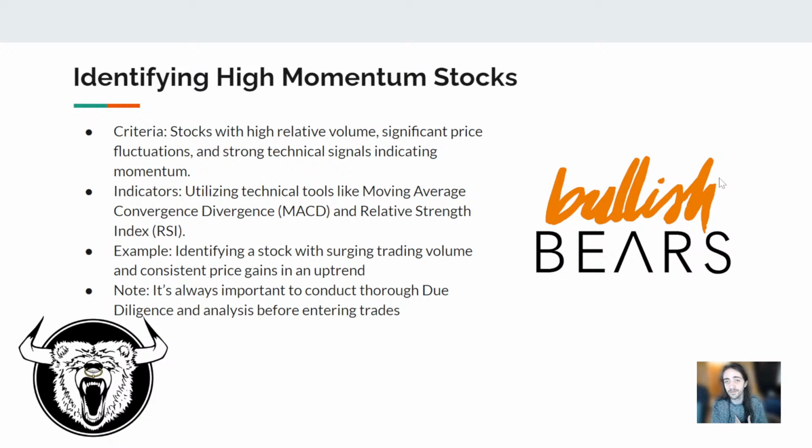But the way I use divergence is I look at ES and NQ, which is the S&P 500 and the NASDAQ. And I like to see, okay, is ES creating higher highs and is NASDAQ also creating higher highs? Now, once both of these start going a little against each other, let's say ES is failing to make a new high, but NQ creates a higher high, that's divergence that I'll look for some type of shift in market structure for us to pull back. So example, identifying a stock with surging trading volume and consistent price gains in an uptrend.